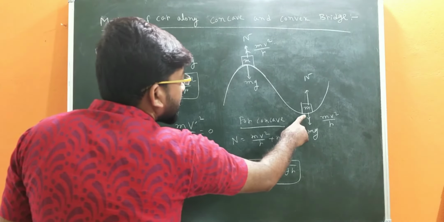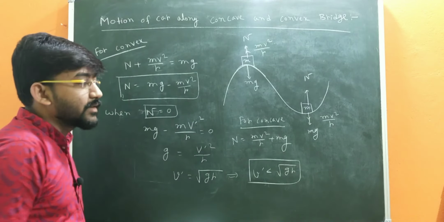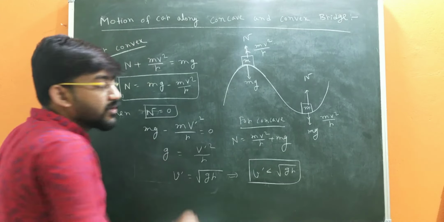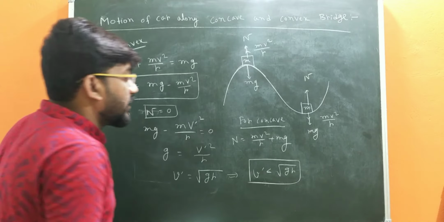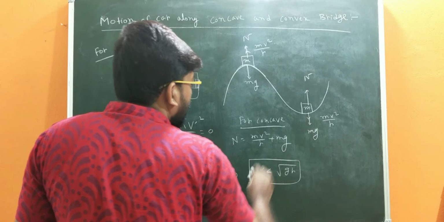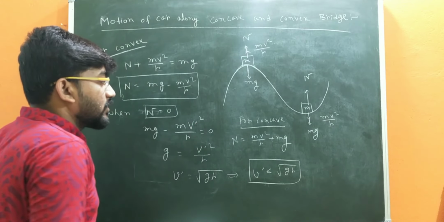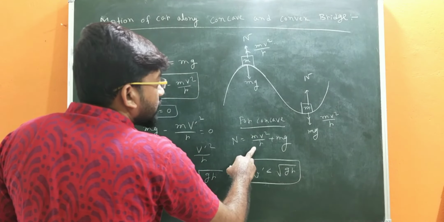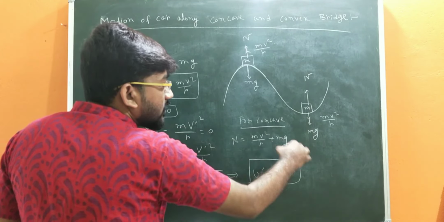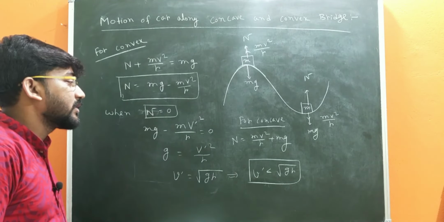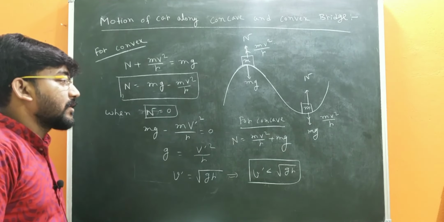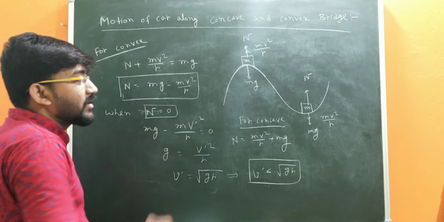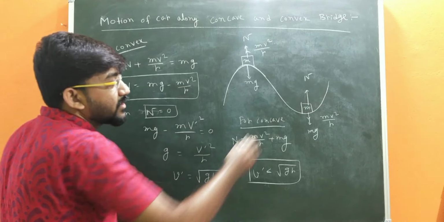But for the concave case, there is no chance of that, because if velocity increases, the normal reaction increases, so there is no chance of N being equal to 0. But what can happen here is, if the velocity becomes more and more, and the car is heavy, and the bridge is weak, then due to the huge downward forces, that is mv square by r plus mg, the bridge can break. That is the rare case, because the bridge is always so strong that one car cannot break it by increasing its velocity.